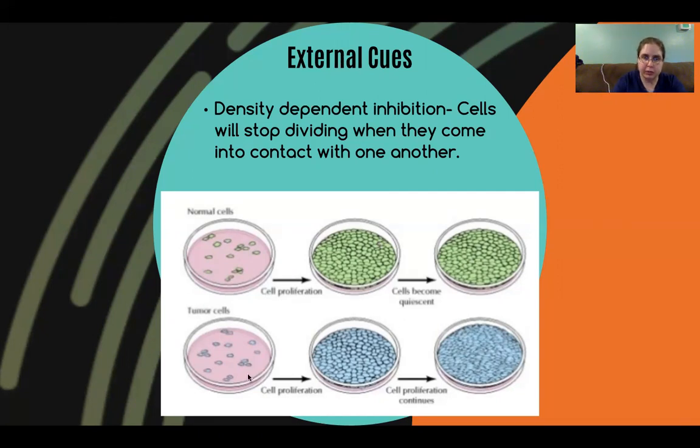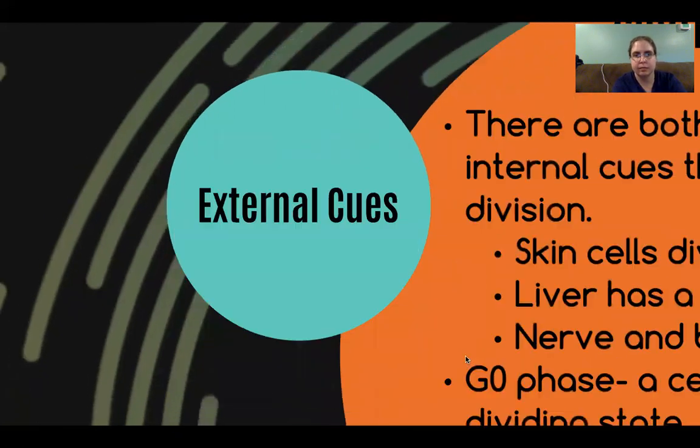Now, tumor cells typically lack this inhibition, which is why they constantly keep growing. They'll keep dividing and dividing and dividing. It's simply because they're not told, all right, you're touching more cells, stop. That cue is always on.